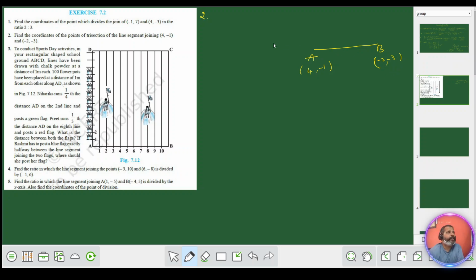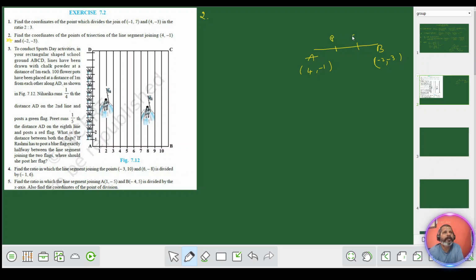Please pay attention. It is a very important point. Mark this as important here in the notes. Trisection they have given. It's not a bisection. So trisection means it will be divided into 3 parts. The line segment joining AB will be divided into 3 parts. We don't know the ratios. We'll keep it as it is.